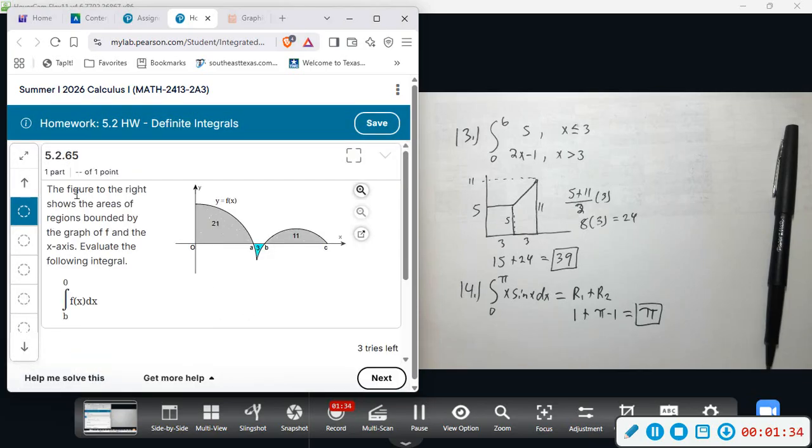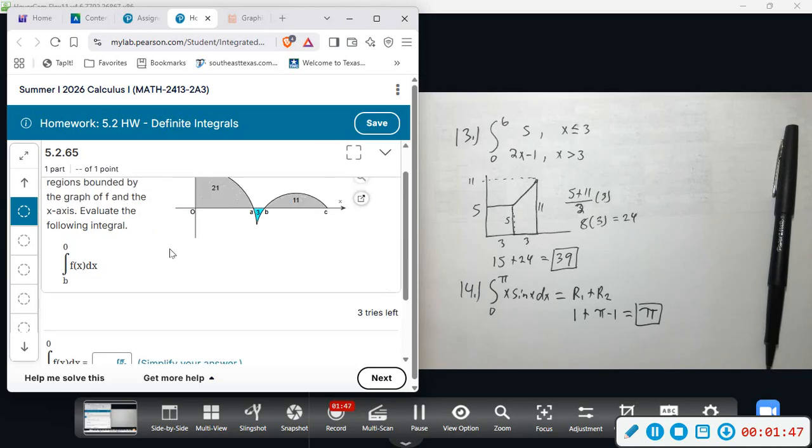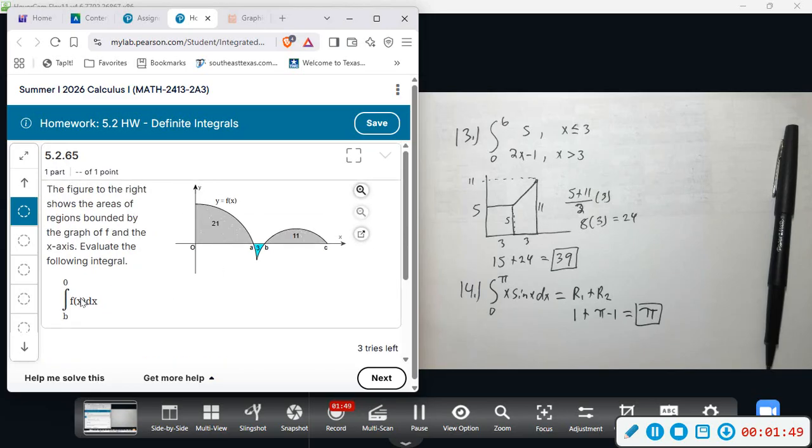All right, number 15 says the figure to the right shows the area of regions bounded by the graph of f and the x-axis for the following integral. This is from b to 0. We want to evaluate the following integral, sorry. We want to evaluate b to 0. So here's b, and then going back to 0.